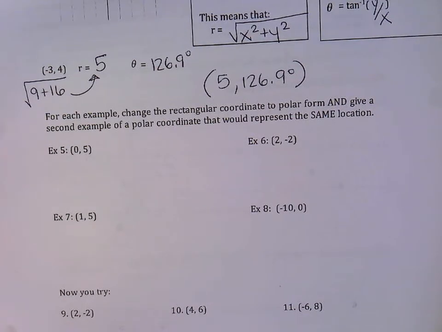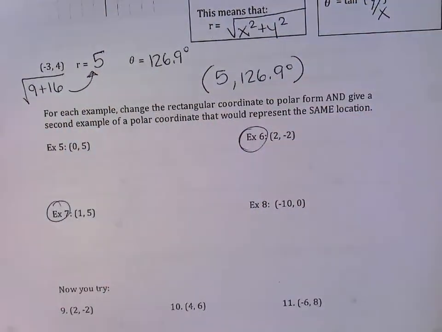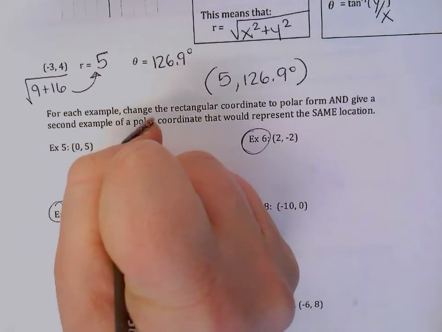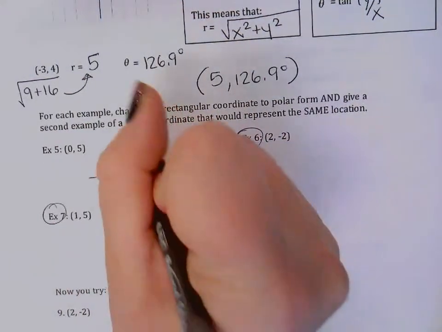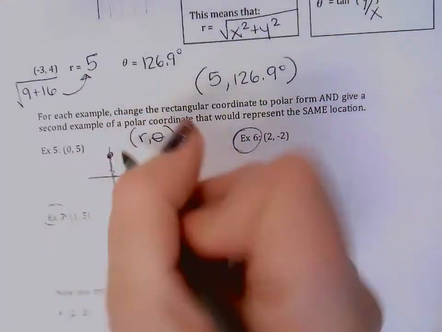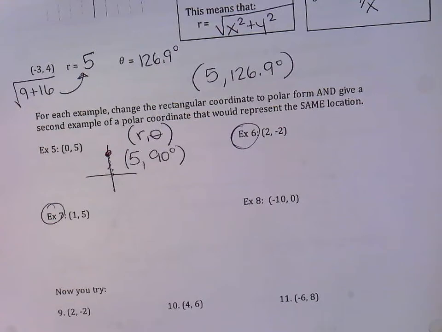So for 2 of these examples, we are going to do them the way that we just did up above. But for 5 and 8, you shouldn't need to do a whole lot of work. If you are at 0, 5, you're right there. Don't you already know what angle that is? Don't you already know how far away from the origin you are? So what is r and what is theta? You don't need a formula to tell you that. r has to be 5 and theta has to be 90. So I didn't have to do the Pythagorean theorem.